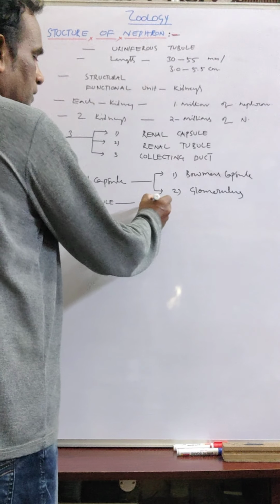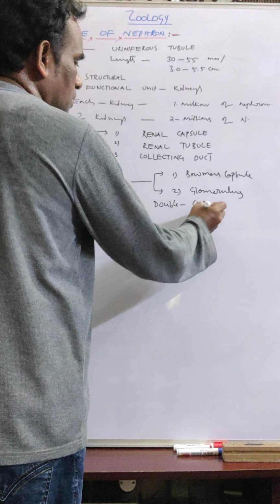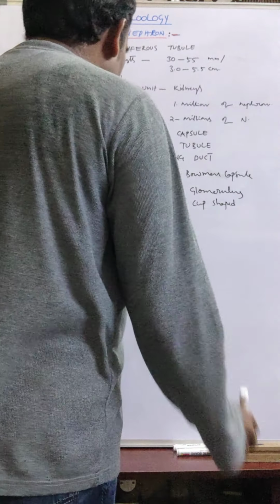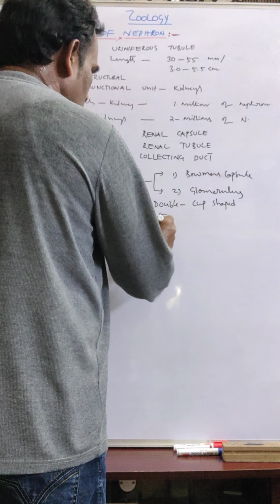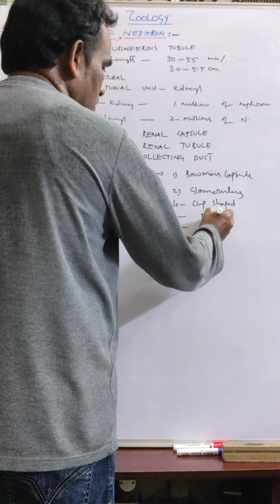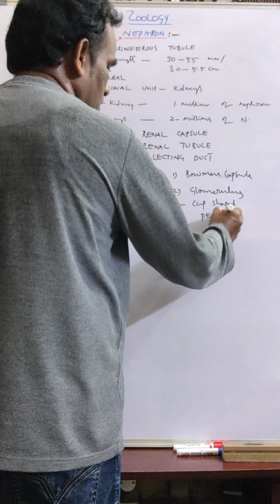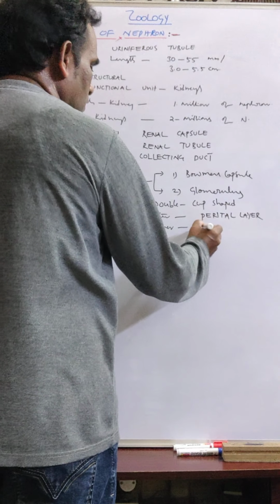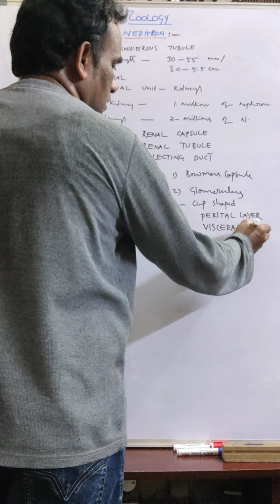Bowman capsule is a cup shaped, double layered structure. It consists of two layers, outer and inner. Outer layer is called parietal layer or membrane. Inner one is called visceral membrane, the visceral layer.